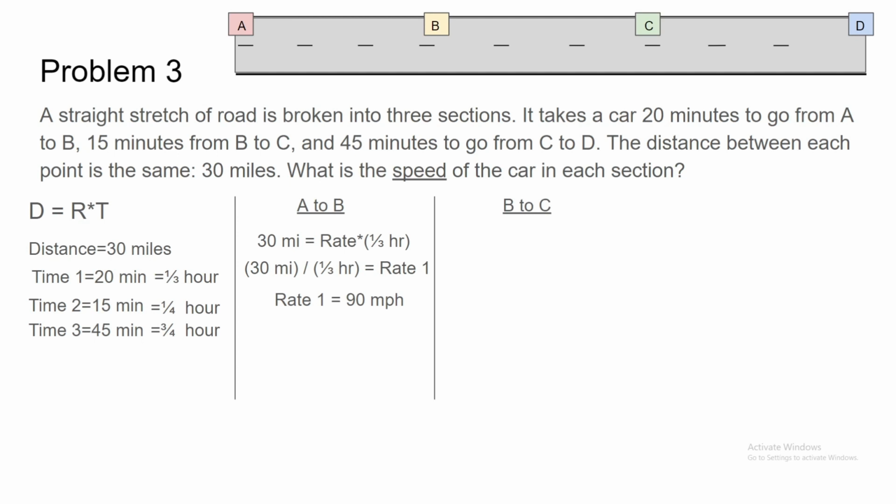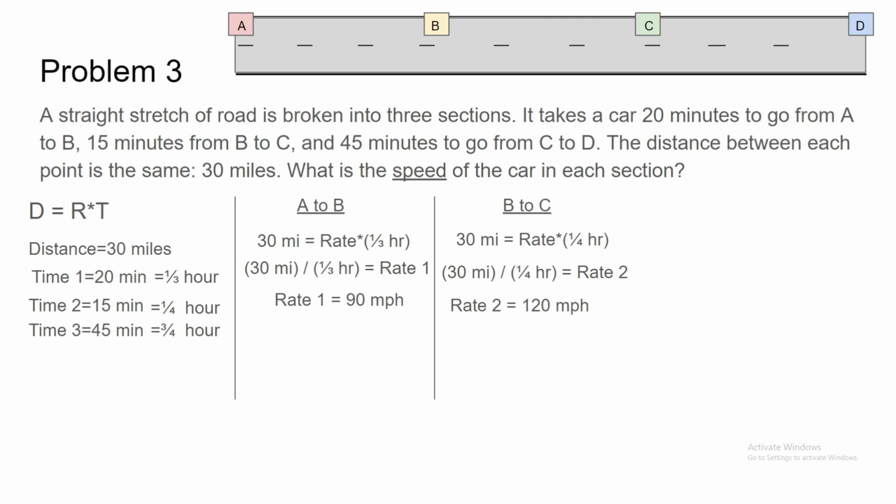Alright, let's go from B to C. So B to C, it's going to take us 1/4 of an hour. Distance is the same. Plug both of those into our equation. We get 30 is equal to our rate times 1/4 of an hour. Divide both sides by 1/4, like before. And then, just like before, dividing by 1/4 is the same thing as multiplying by 4. So we're going to do 30 times 4, which is 120 miles an hour.